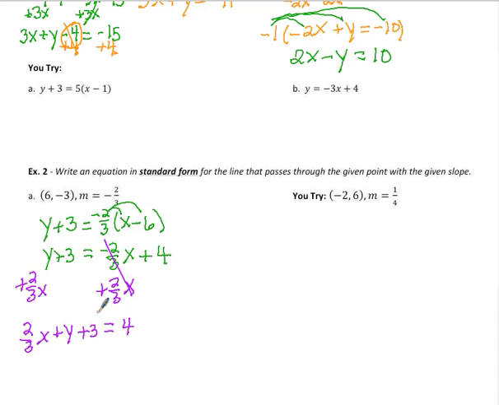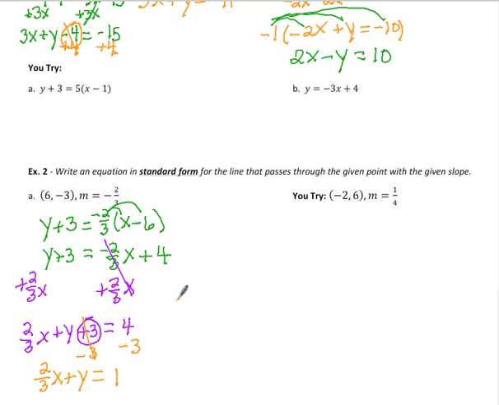Now this 3 needs to move because it's on the wrong side according to my standard form. So I'm going to subtract 3, subtract 3. So that goes to 0. So I get 2/3 x plus y equals 1.